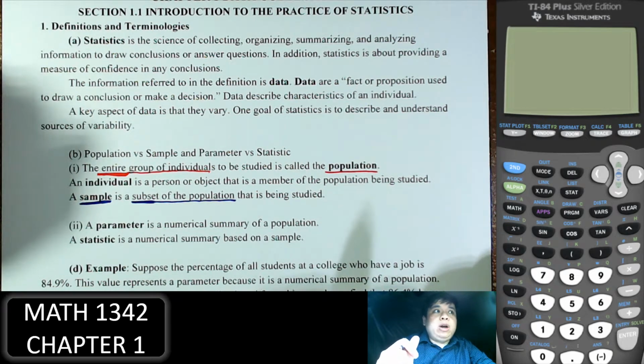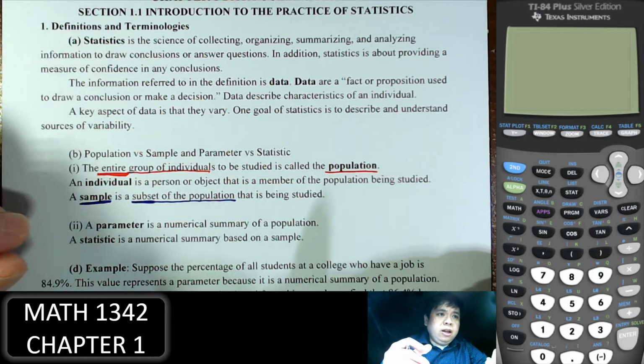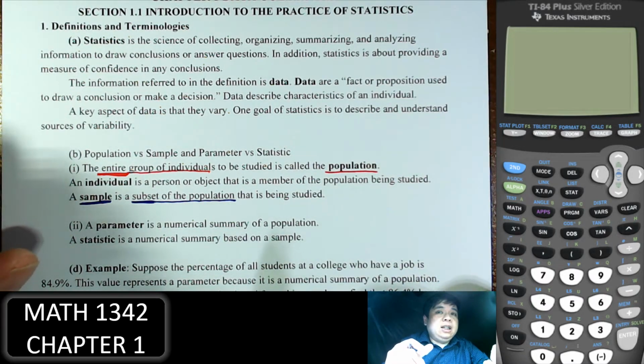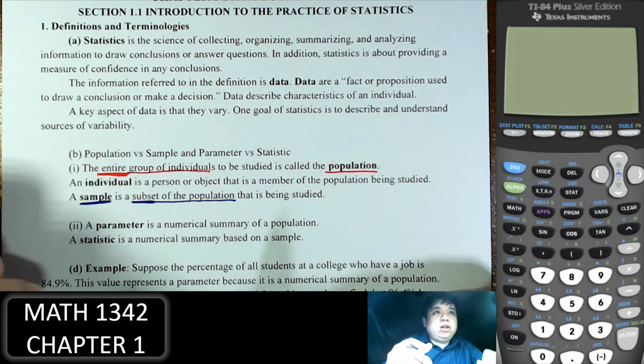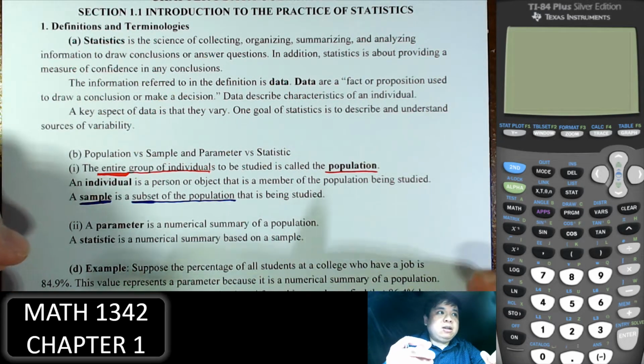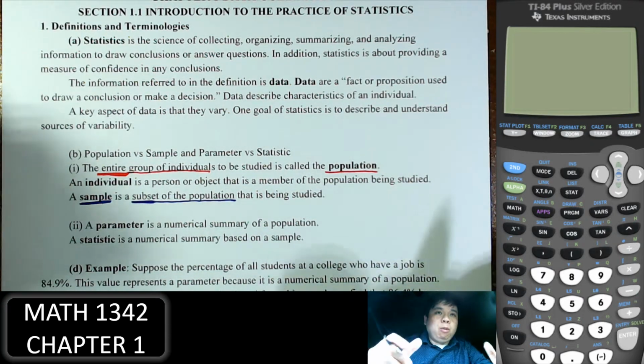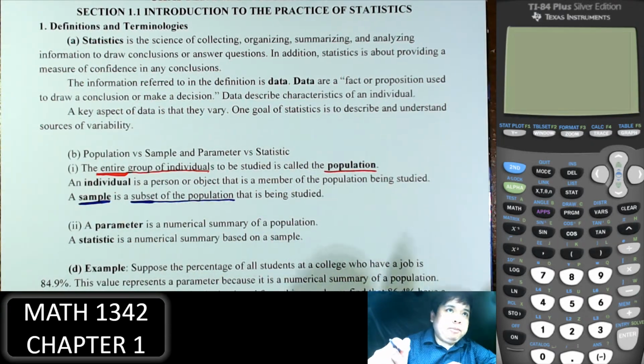So population is the whole thing, and a sample is a subset of the population. For example, if we talk about the whole population of the world, that would be the population, and the sample will be a subset of it. Maybe we select 10 random people in that population and we call that a sample.